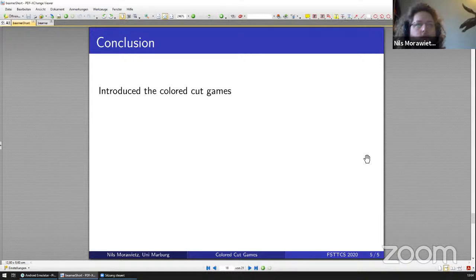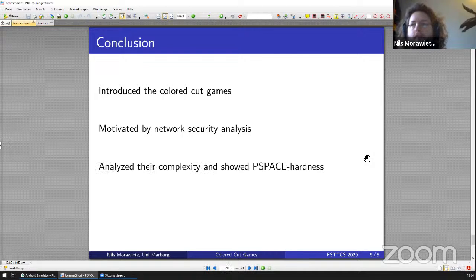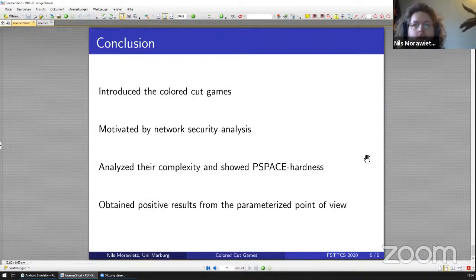So the conclusion would be, we introduced these colored cut games, which are motivated by network security analysis, and we analyzed their complexity, showed their PSPACE-completeness in general, and for a constant number of alternations, their completeness for the Σ_i level of the polynomial time hierarchy. And we also obtained positive results from a parameterized point of view.